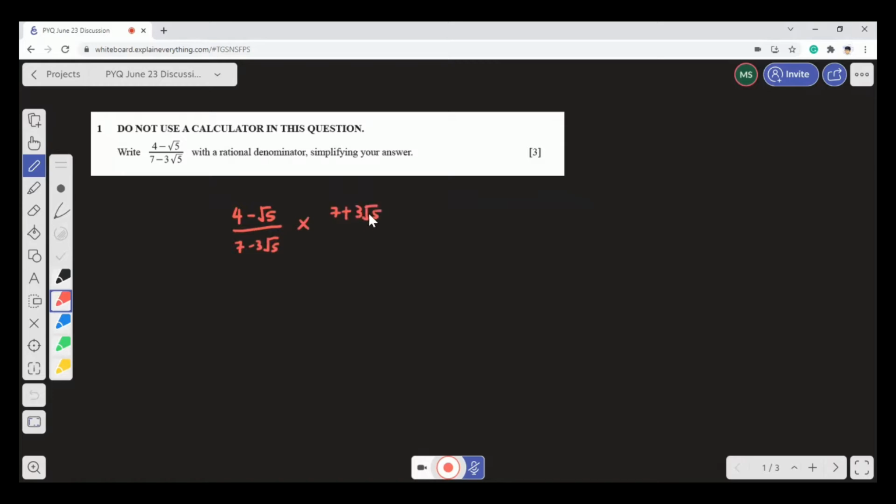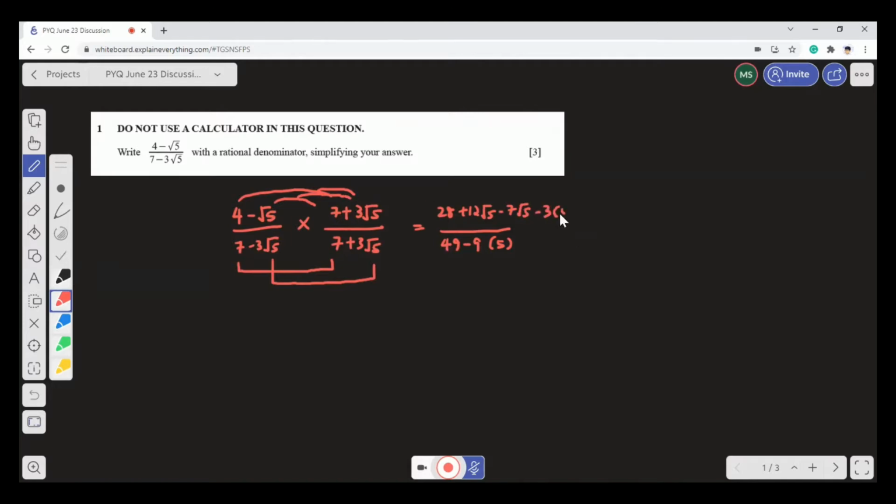So basically you can just times it. As we can see, for the bottom, we can just shortcut expand. 7 times 7, 49. And then the 3 root 5 times 3 root 5, 3 times 3 is 9, root 5 times root 5 is 5. For the top one, you have to times one by one. So 4 times 7, 4 times 3 root 5, so 28 plus 12 root 5. And then minus 7 root 5, and then root 5 times root 5 minus 3 times 5.